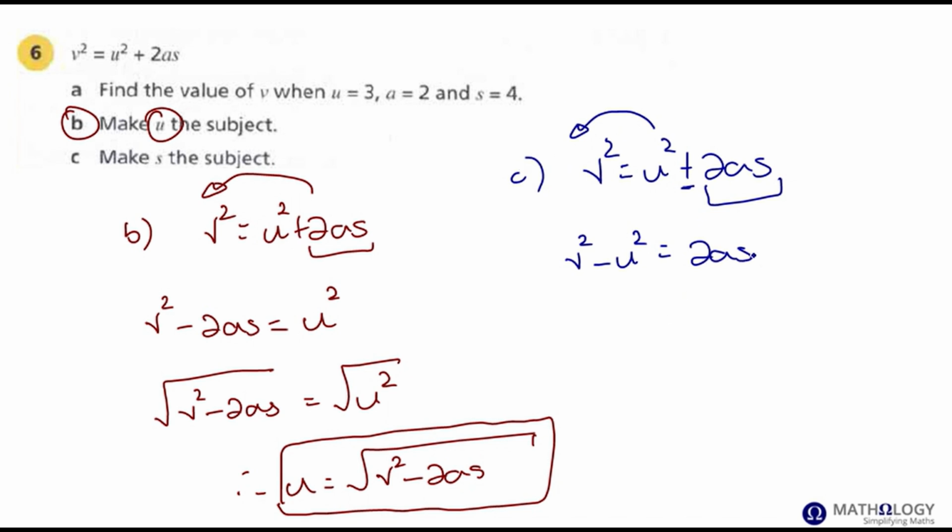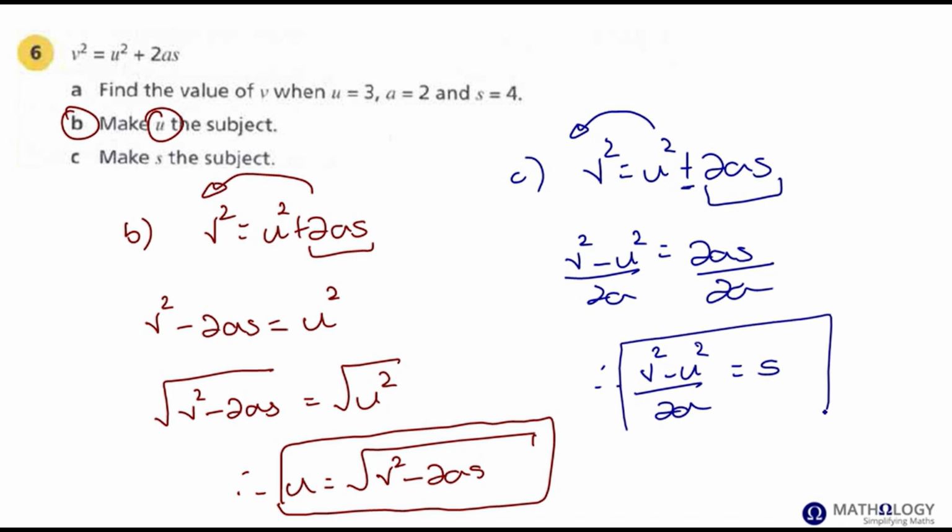Now we have 2a times s. If we want to isolate s and make s the subject, we divide both sides by 2a. So therefore, v squared minus u squared over 2a equals s. And now s is the subject of the formula.